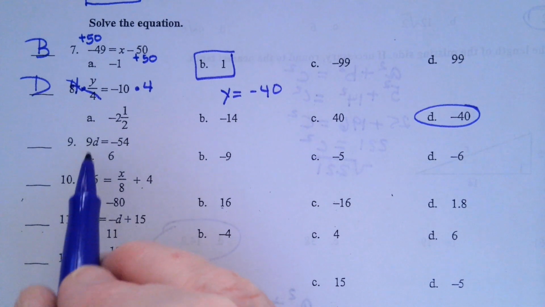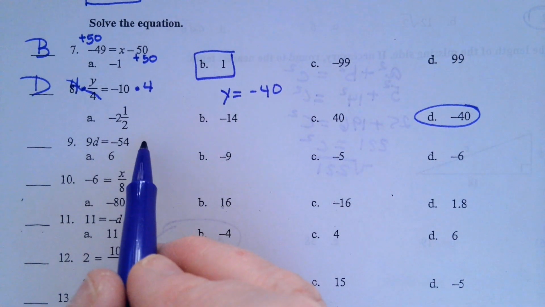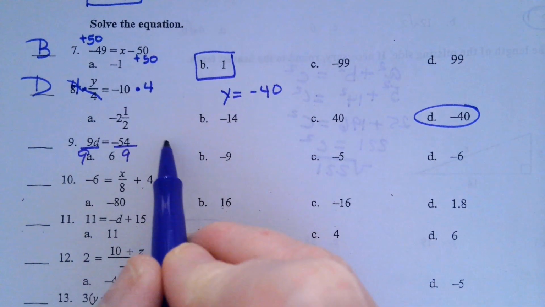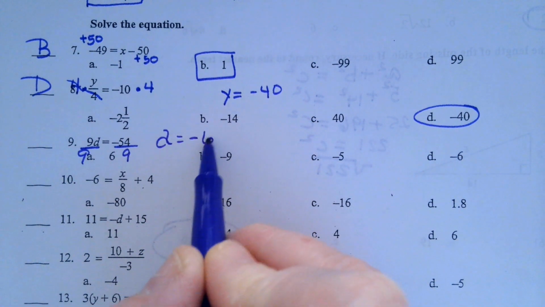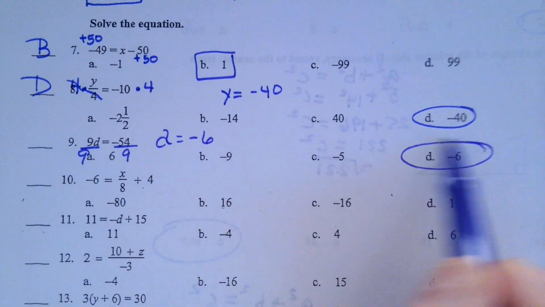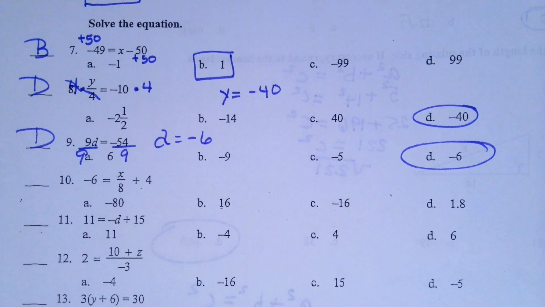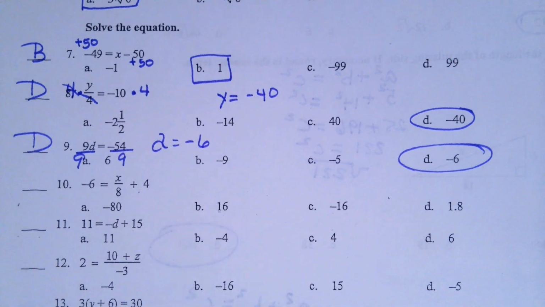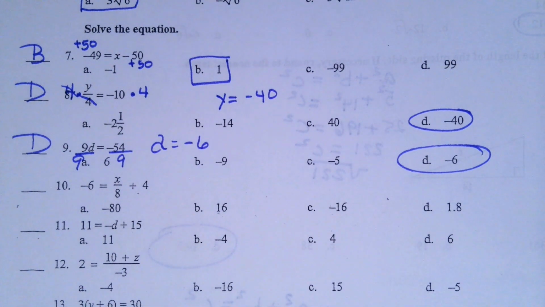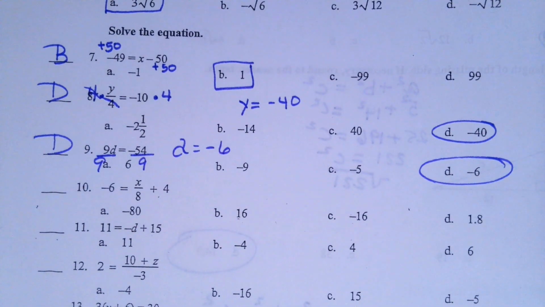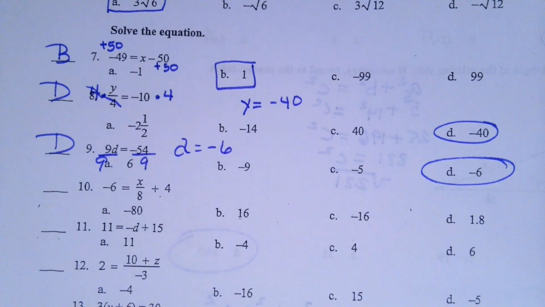Number 9. 9D equals negative 54. Divide both sides by 9. I'm going to get D equals negative 6. Answer choice D. Now we move on to where we have multiple step equations. We have more than one step going on. So let's look here and see what it is we need to do with this one.